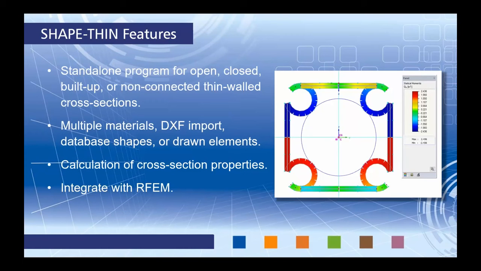Regarding Shape Thin, this is a standalone program for open, closed, built-up, or non-connected thin-walled cross-sections. If we have unique cross-sections that we don't have available within RFEM, then we can utilize Shape Thin for this. You can create custom cross-sections with multiple materials. We can import a Dxf file, which is what we'll do today. You can choose database shapes to create a built-up section, like from the AISC, the ADM, the CSA standard, or you can completely draw your elements yourself. The purpose of Shape Thin is to calculate the cross-sectional properties, and then from here we integrate this custom cross-section into RFEM with our full structure.